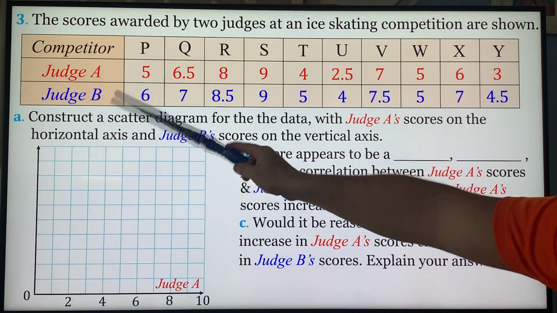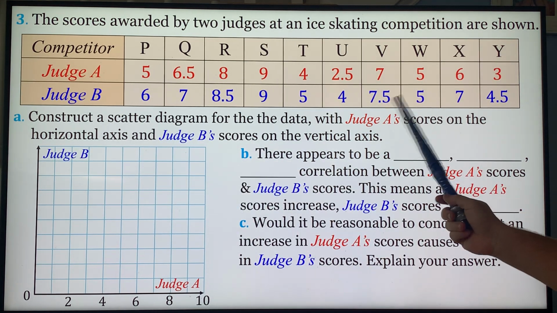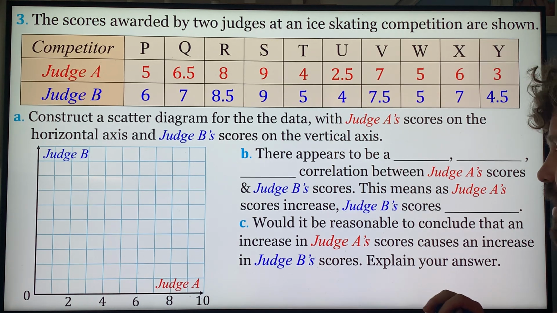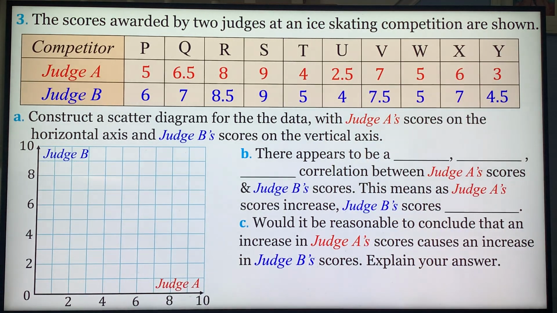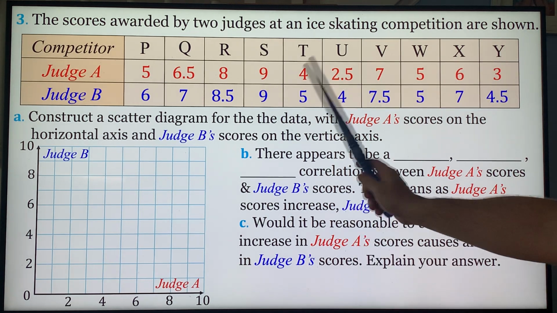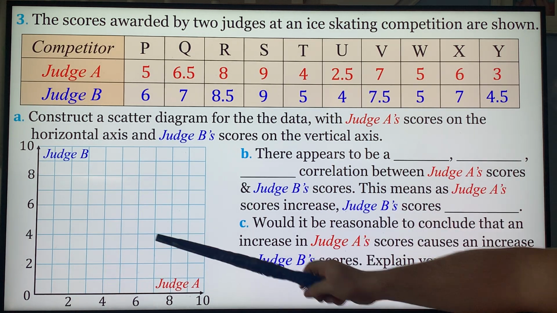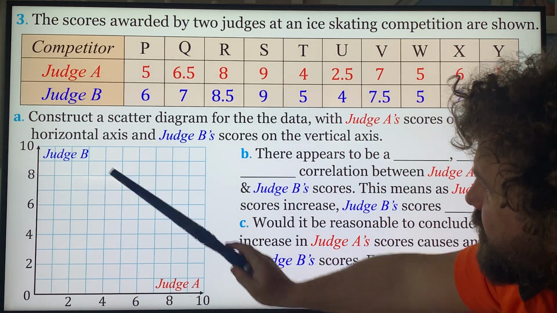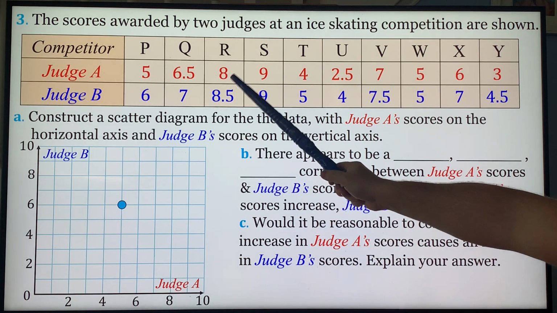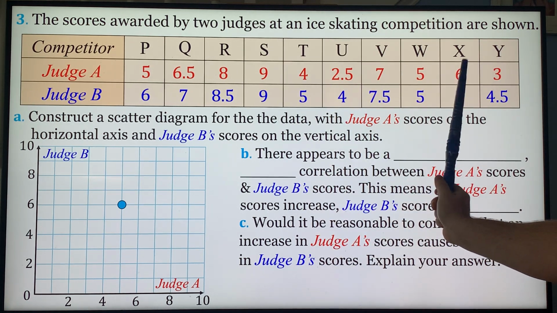Judge B goes on the vertical, up and down. Once again, you can't get higher than a 10. We can go by ones. Notice this goes 1, 2, 3, 4, 5, 6. All right, I just went by twos just because it makes it a little cleaner looking, a little nicer. All right, now I want you guys to draw the scatter plot. So for instance, judge A, 5 over, 6 up, and do the others.